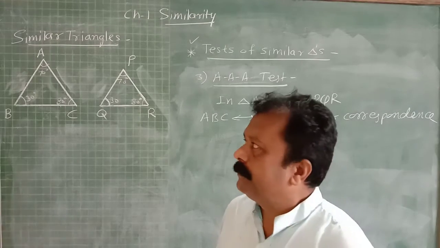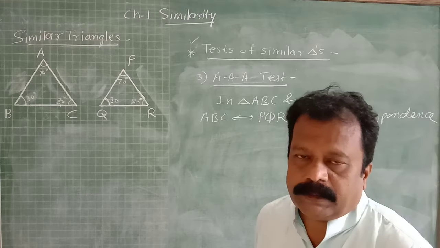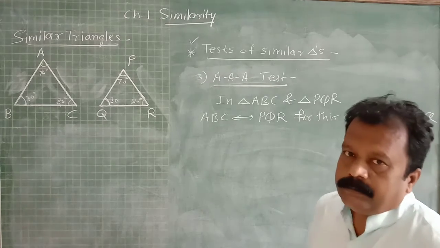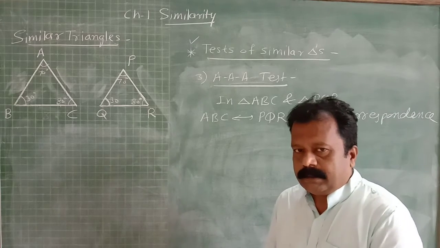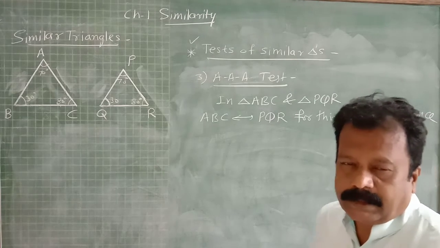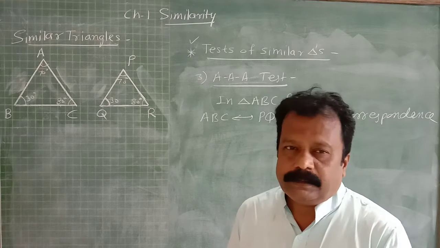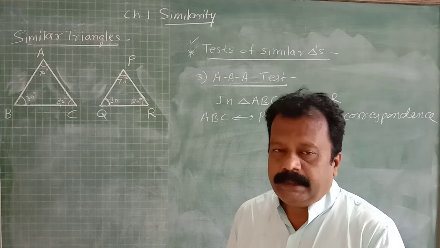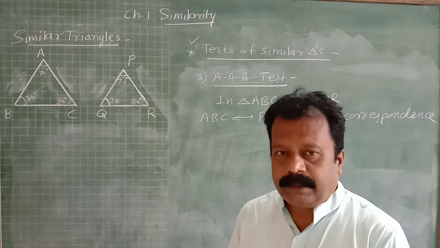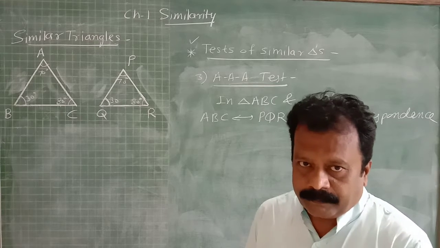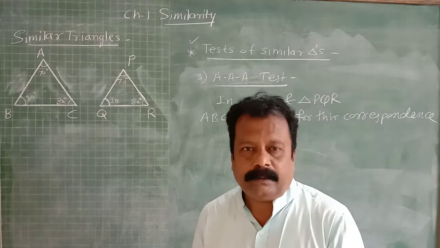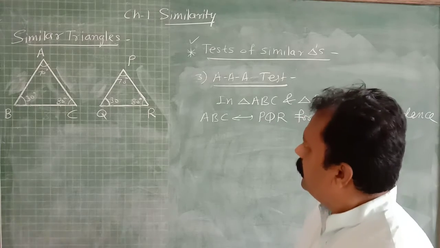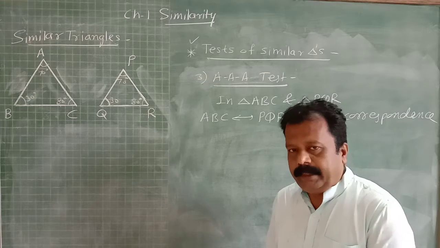We will cover the remaining part of the similar triangles we have discussed already. Now, tests for similar triangles: SSS test, SAS test, AAA test and AA test. We have seen the SSS test and SAS test, which we have explained. Any difficulties? Then use the comment box, and I will explain afterwards. Now the third test is the AAA test.